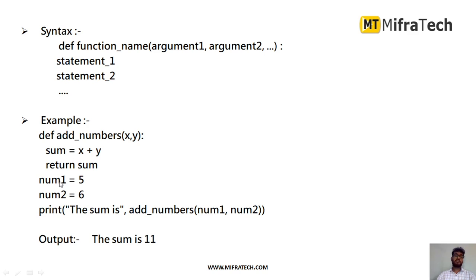Here initially I have taken num1 = 5 and num2 = 6. I pass num1 and num2 by calling this user defined function: sum = add_numbers, and I pass the two parameters, num1 and num2. These are stored respectively in x and y. So my final output will be 5 + 6 = 11, stored in sum. I return sum, so 11 comes out as the return. My final output will be the sum is 11. That's it. This is how a simple user defined function works.